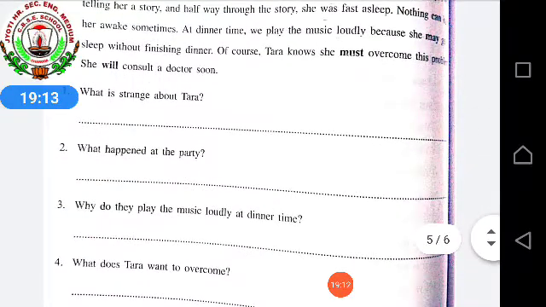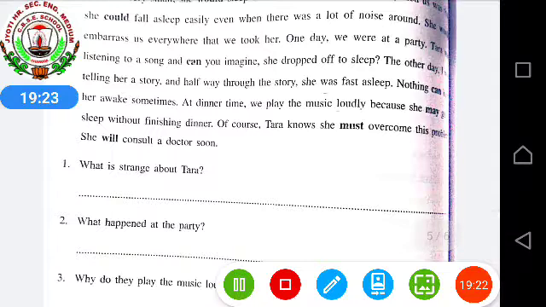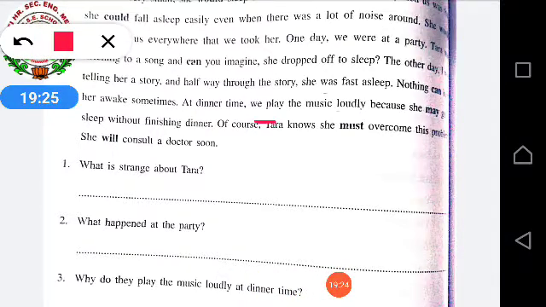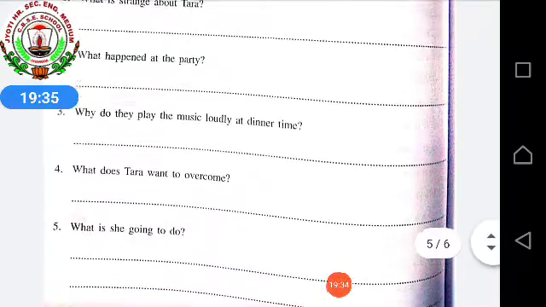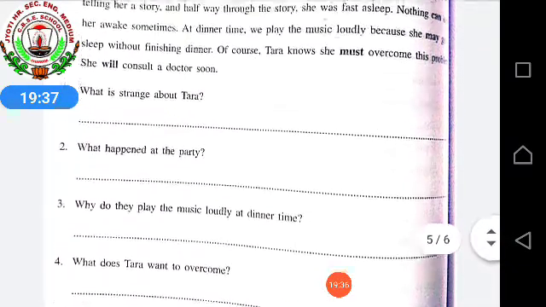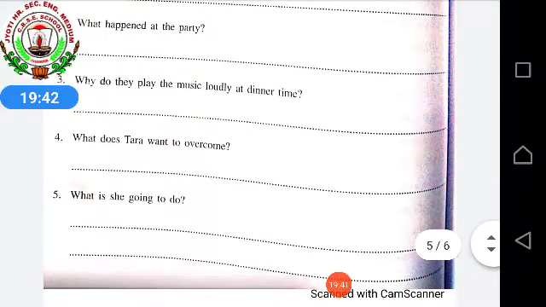Then next question, why do they play the music loudly at dinner? So they play the music loudly at dinner so that Tara should not sleep. Okay, it is given. They play the music loudly because she may go to sleep without finishing her dinner. Next question, what does Tara want to overcome? Tara wants to overcome this problem of her sleeping. And what is she going to do? She is going to consult a doctor soon. So that is how the answers are.